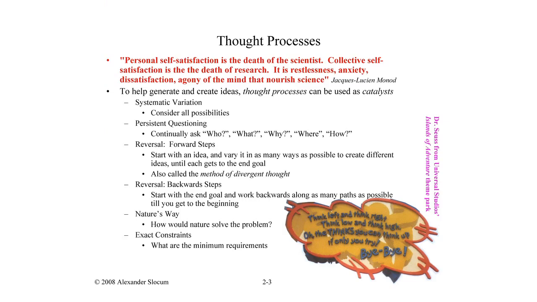Now, after your persistent questioning, you look at these concepts of reversal, forward steps and backward steps. Start with an idea, and then in as many ways as possible, create different ideas until each gets to the end goal. This is also called diverging thought. The opposite of that, by the way, is to start with the end goal and work backwards along as many paths as possible till you get to the beginning. Let's do an example with the drill press here.